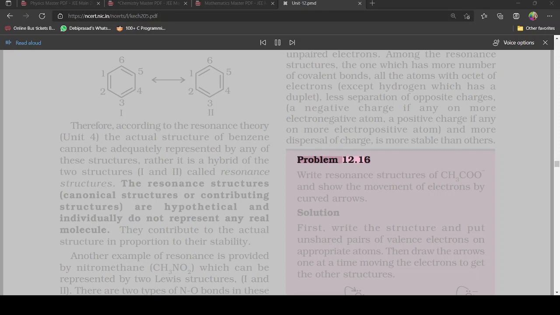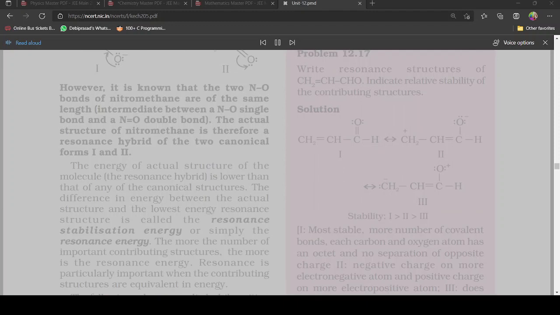Problem 12.16. Write resonance structures of CH3CO+ and show the movement of electrons by curved arrows. Solution. First, write the structure and put unshared pairs of valence electrons on appropriate atoms. Then draw the arrows one at a time, moving the electrons to get the other structures. Problem 12.17. Write resonance structures of CH2=CH2. Indicate relative stability of the contributing structures.